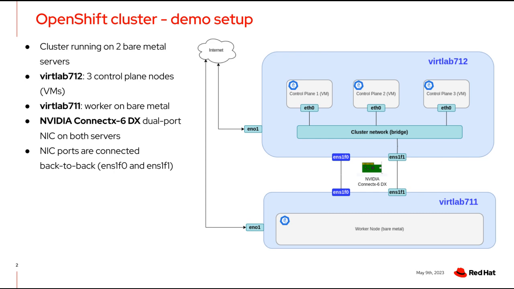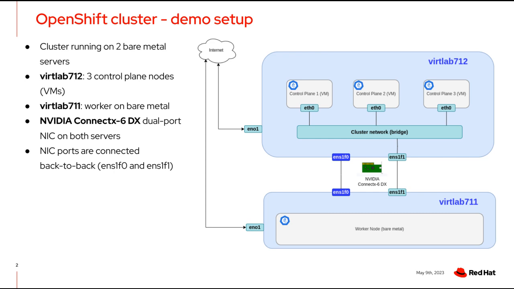We are running an OpenShift cluster with two bare metal servers, VirtuLab 712 and VirtuLab 711. VirtuLab 712 is running three OpenShift control plane nodes as virtual machines. VirtuLab 711 is running instead a worker node directly on the bare metal. The two servers are connected back-to-back with an NVIDIA Connect X6DX dual-port card.